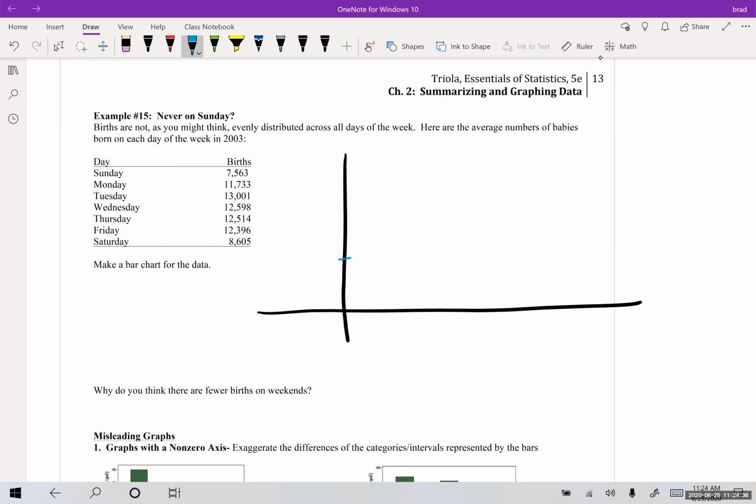I'm going to do this in terms of thousands. So this will be 15,000, 10,000, and 5,000. I had to do that because look at the values there: the births are 7,000, 11,000. So this is in thousands. And then down here, we're going to have Sunday, Monday, Tuesday, Wednesday, Thursday, Friday, and Saturday. So this is days of the week.